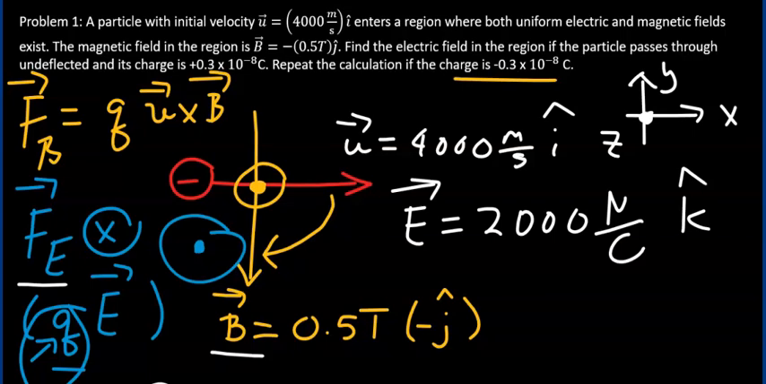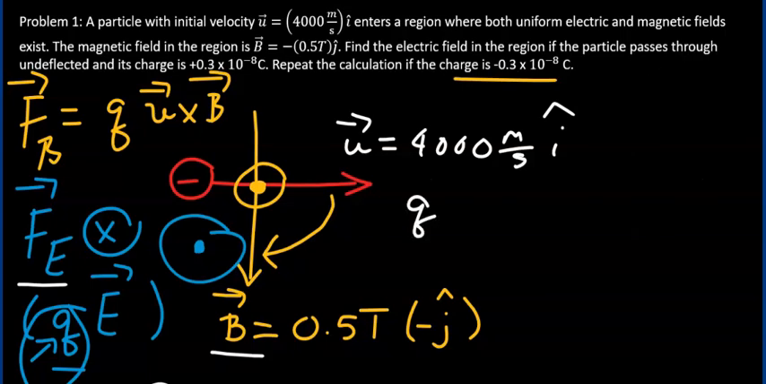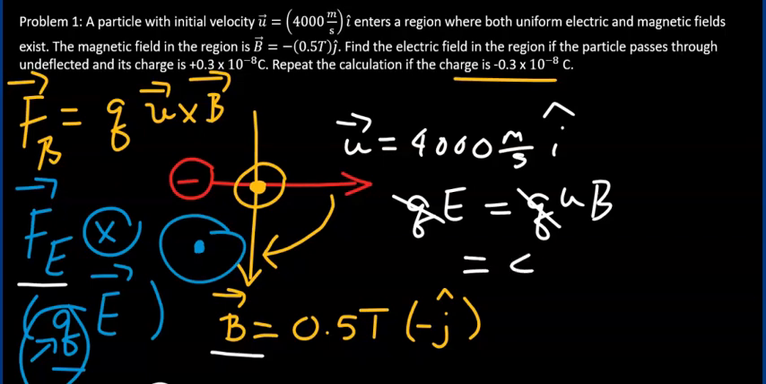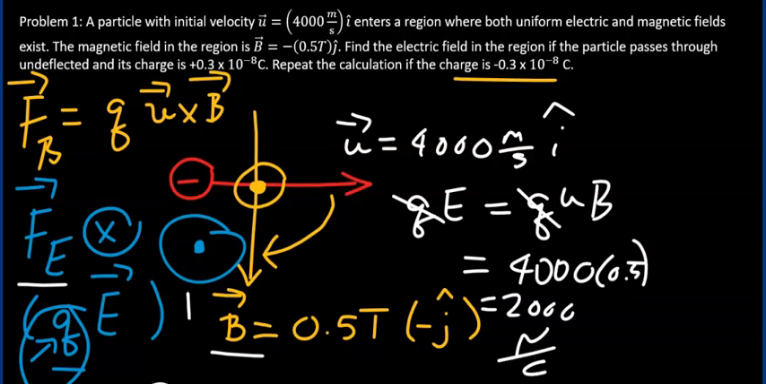So as before, equating the electric force to the magnetic force, where the charge cancels, you see that the magnitude of the electric field is still 2000 newtons per coulomb, and still in the same direction as before, namely in the direction of k hat. And that solves the problem.